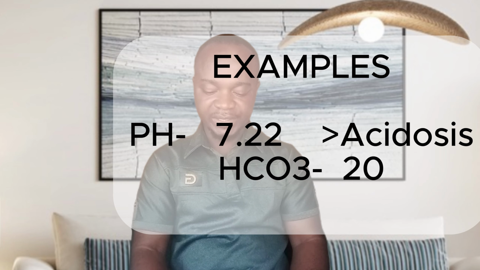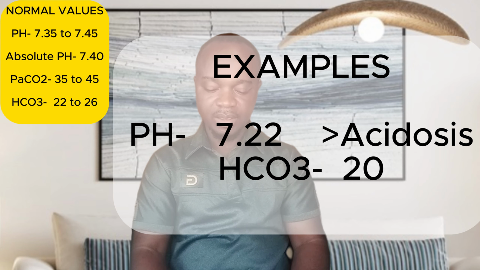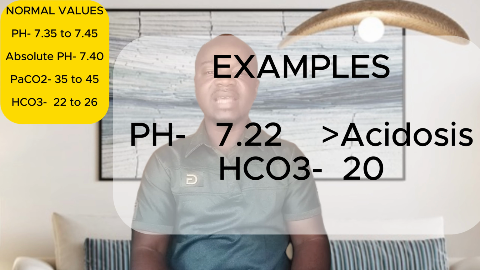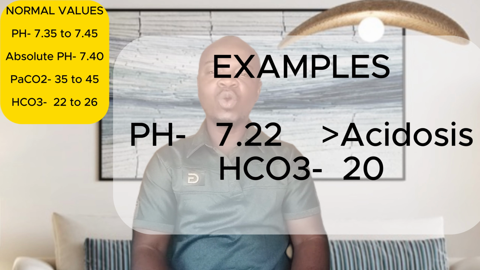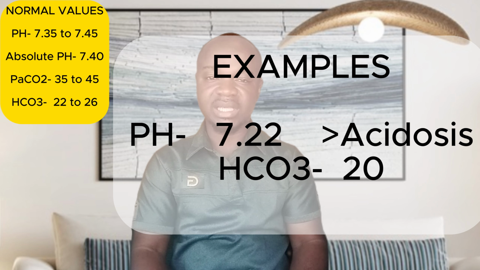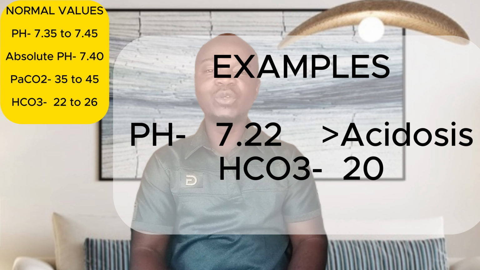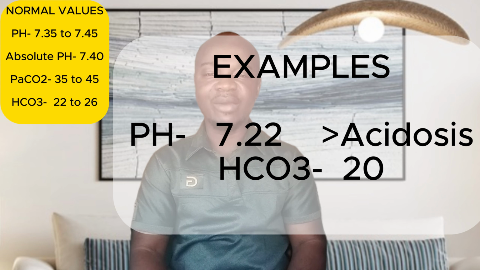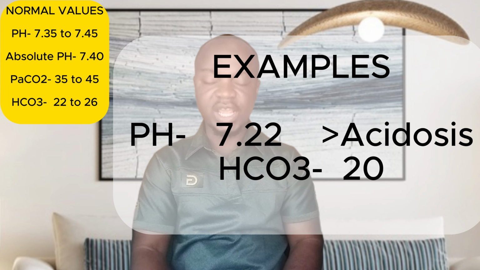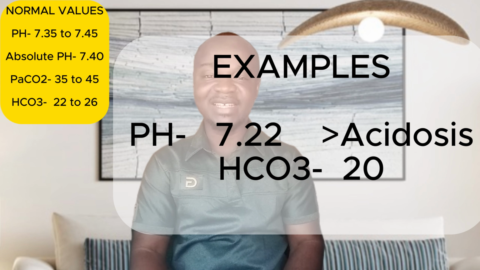Now let's take an example. Example 1: pH is 7.22, bicarbonate HCO3 is 20. Let us analyze this. When we want to look at the pH to know whether it is acidosis or alkalosis, we said that we have to use the absolute pH, which is 7.40. So anything below 7.40 is going into the acidosis side. Now if you look at the pH here, which is 7.22, that should tell you that it is what? Acidosis.